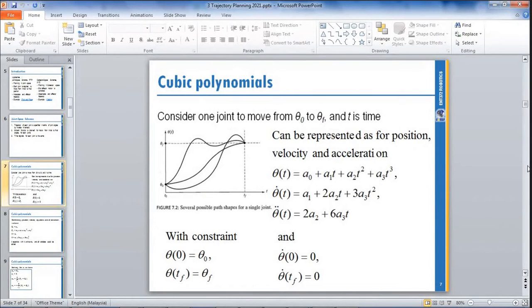Okay, this is an example of trajectory planning using cubic polynomial. The main equation of this cubic polynomial is this one, equation 1. Theta of t equals A0 plus A1 t, where t is time, plus A2 t squared plus A3 t to the power of 3. This is the position equation.